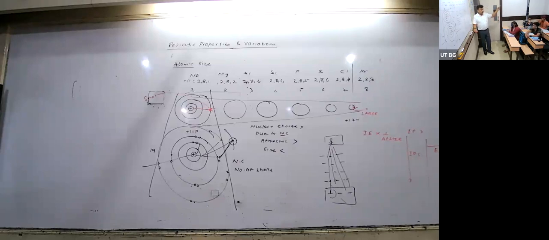If the house is bigger, then the affinity for the member will become slightly less because they are quite away from them. So electron affinity increases here, and here electron affinity decreases. That means again inversely proportional to atomic size. What about electronegativity? Electronegativity also increases across, and from top to bottom decreases. It is inversely proportional to atomic size.